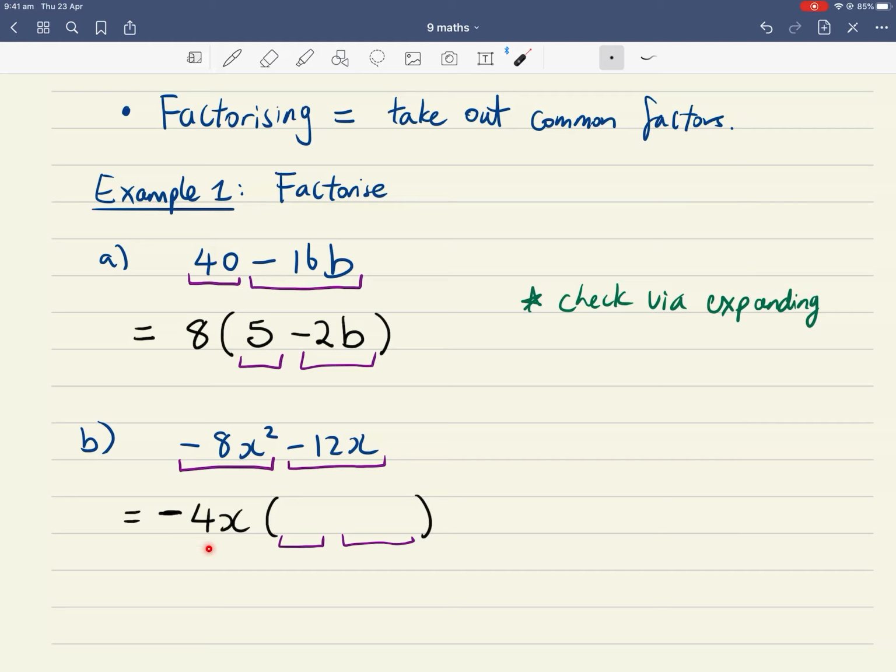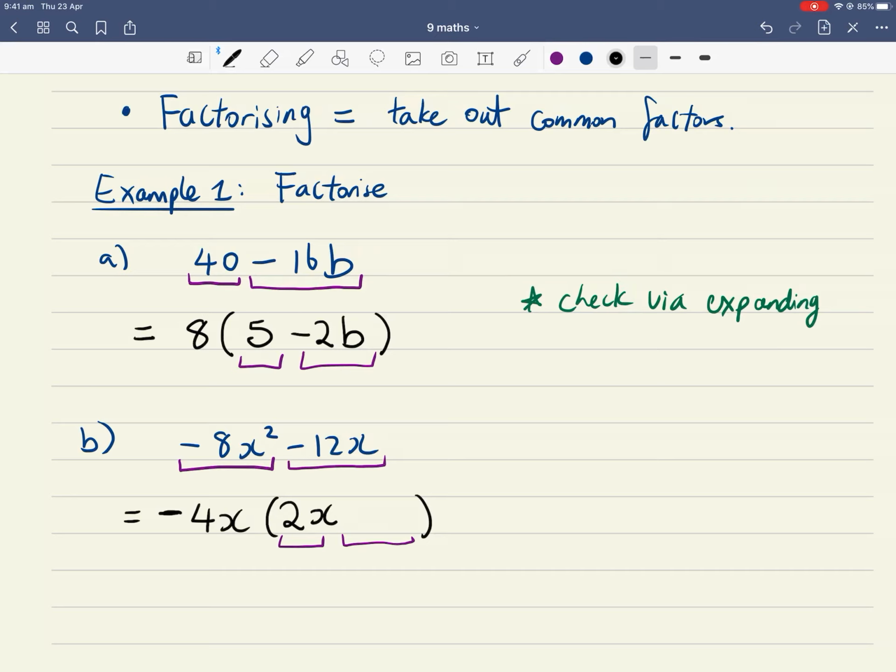Well, negative 4x times what gives me negative 8x squared? Well, look at the numbers first. Negative 4 times what gives me negative 8? Well, twice of that gives me negative 8. So inside I have 2. Yeah? Now look at the letters, the variables. I have an x here. x times what gives me x squared? Well, x times x gives me x squared. So my first term is 2x.